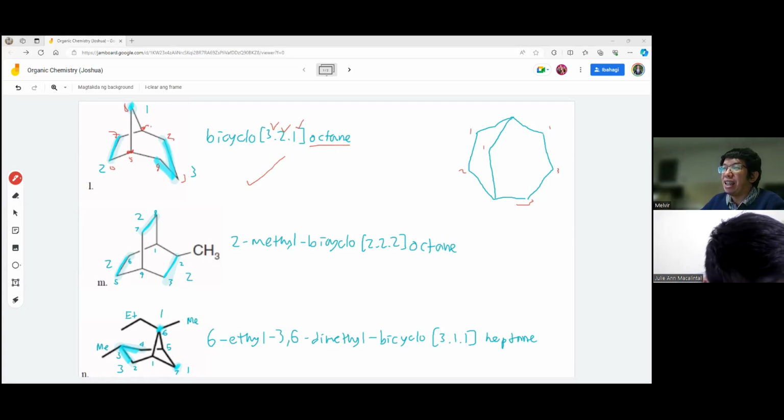Next, we'll now have letter M. So since you have equal size of rings, no? So either kung saan ka mag-i-start. However, one side of your ring has a substituent. So, dun ka talaga mag-i-start. So, 1, 2, 3, 4, 5, 6, 7, 8. So, it's still octane. And this time, it's 2, 2, 2.